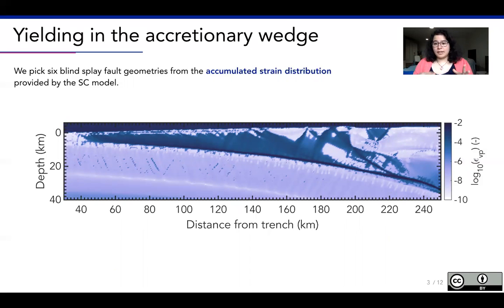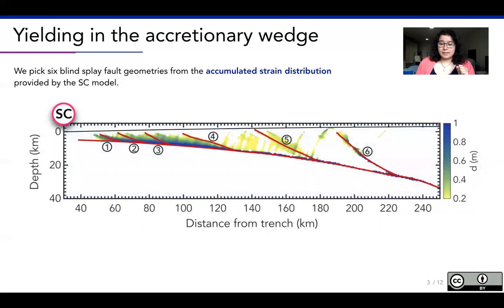We have this model. You can look at the paper if you want to. And what we see is that there is a lot of yielding in the accretionary wedge. Here I plot the viscoplastic strain, and these dark colors indicate that in the accretionary wedge, a lot of things are happening. From this yielding, we pick 6 blind splay faults. And that looks like this. So here, for simplification, I plotted the accumulated slip because that's a bit more tangible in seismological terms. And from that slip, I picked 6 different splay faults numbered here, 1 to 6.